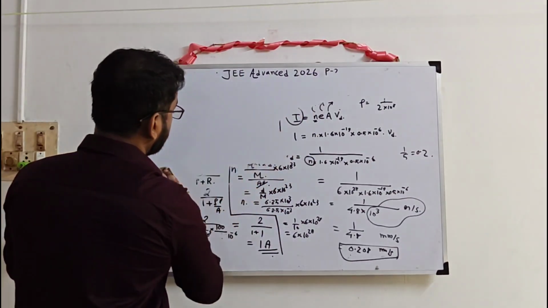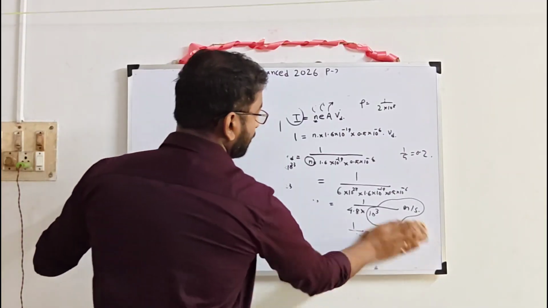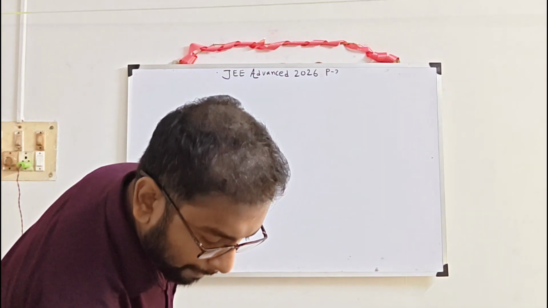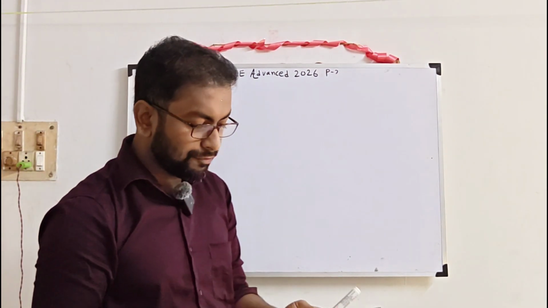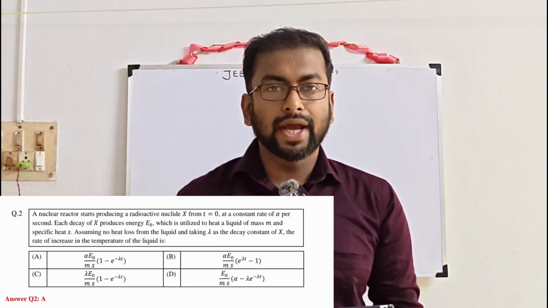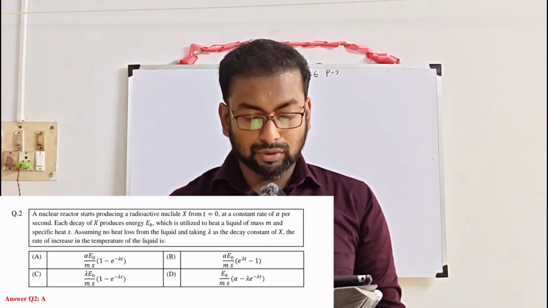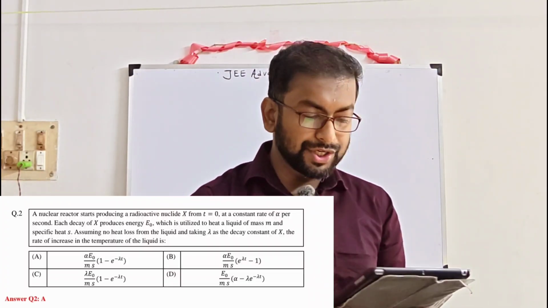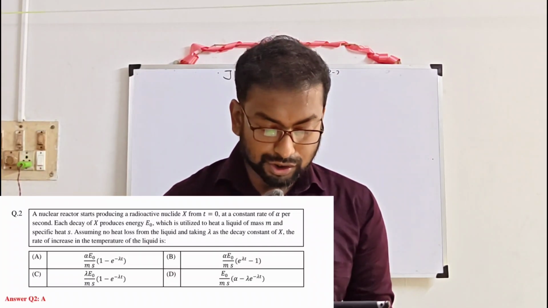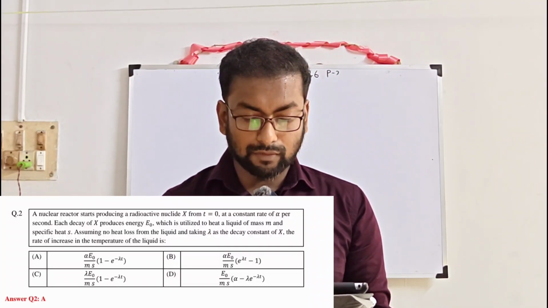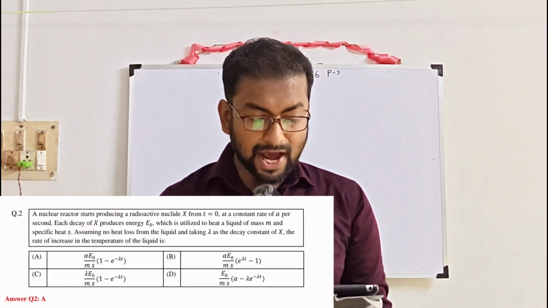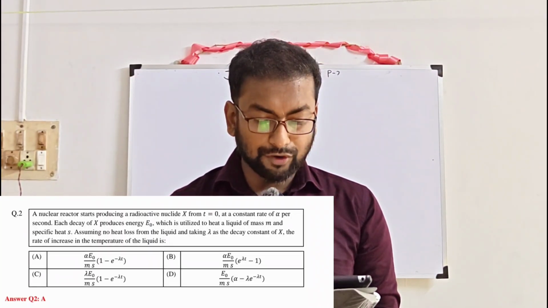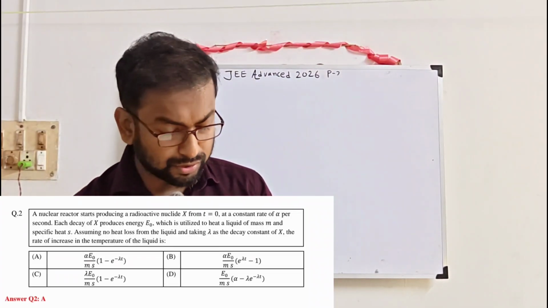So the next problem, question number 2, will now start. Okay, it is given from the modern physics part. A nuclear reactor starts producing a radioactive nuclide X from t equal to 0 at a constant rate of alpha per second. Each decay of X produces energy E naught, which is utilized to heat a liquid of mass m and specific heat S. Assuming no heat loss from the liquid and taking lambda as the decay constant of X, we have to find out the rate of increase in the temperature of the liquid.